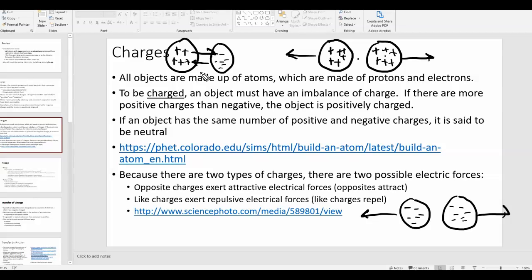If they're both positive or both negative, then they repel. If you've ever heard the expression opposites attract, a lot of people use that when talking about romance, but that saying opposites attract also applies to electricity. Okay, so positive and negative charge attracts.